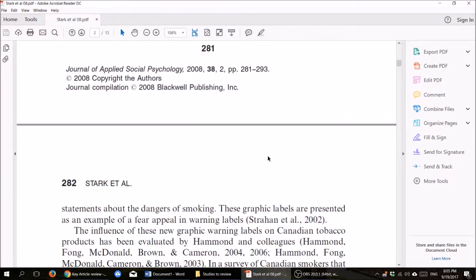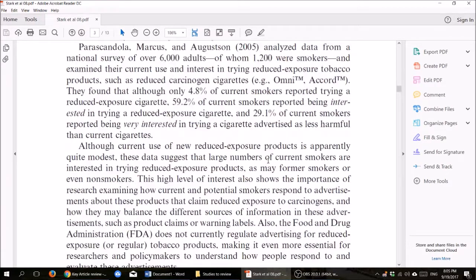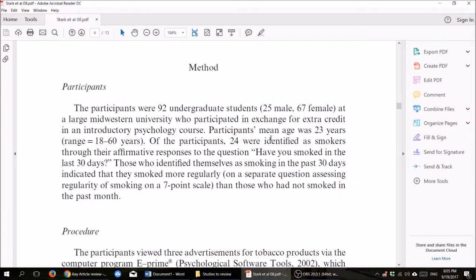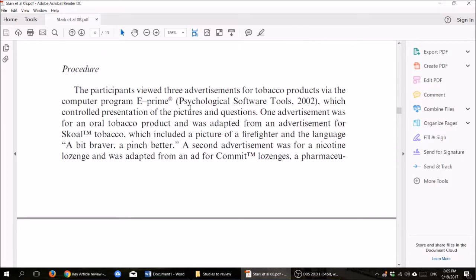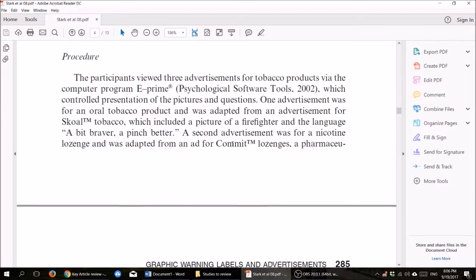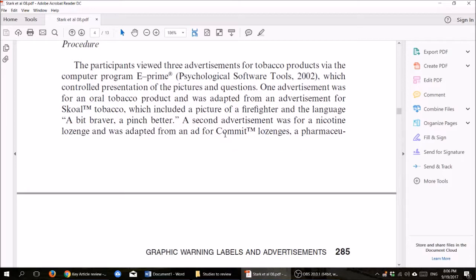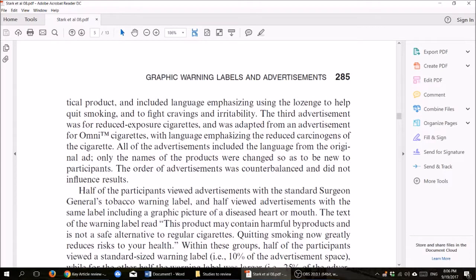To decide the IV and DV, usually we go directly to the method. And we can take a look at the procedure. Now, if you take a look at this procedure, it's quite long. And this study is particularly complicated. It's no more complicated than a lot of other studies, but I understand that being undergraduate students, you don't come across studies a lot. So relatively, this is a somewhat complicated study.